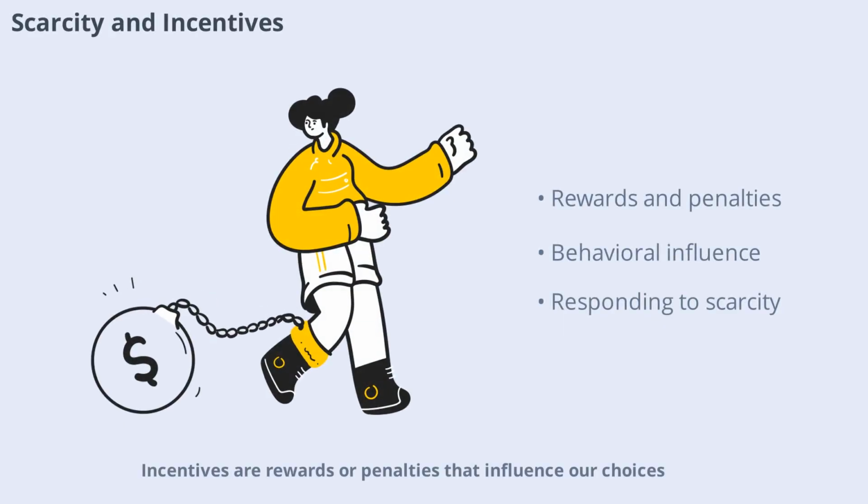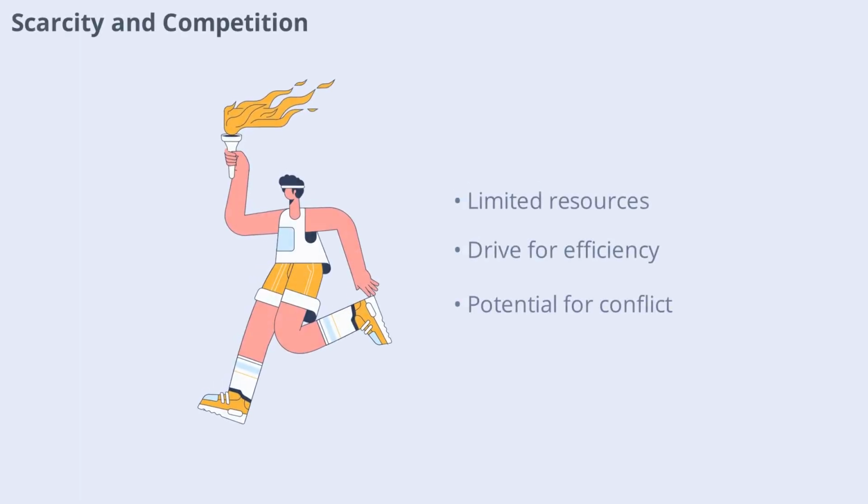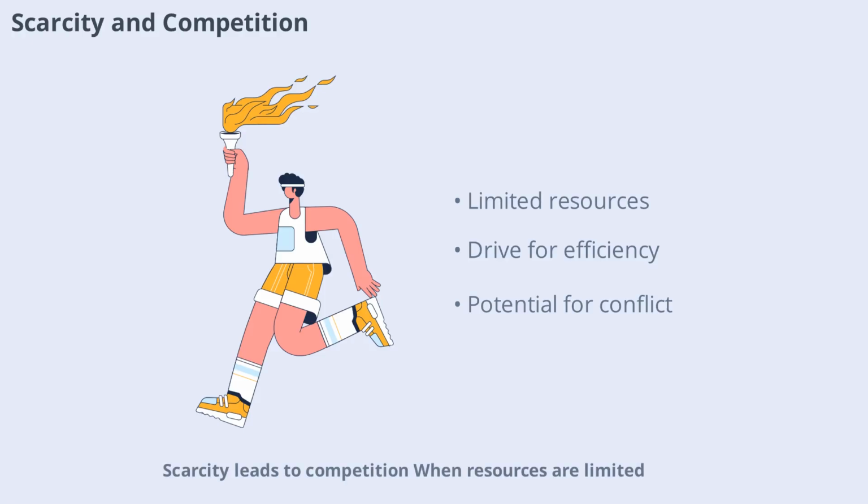Incentives are rewards or penalties that influence our choices. Scarcity makes incentives powerful tools for guiding behavior. For example, higher prices encourage conservation while subsidies can promote production. Understanding incentives helps explain how people respond to scarcity. Scarcity leads to competition. When resources are limited, individuals and organizations compete to get what they need. Competition can drive innovation and efficiency, but it can also create conflict and inequality.